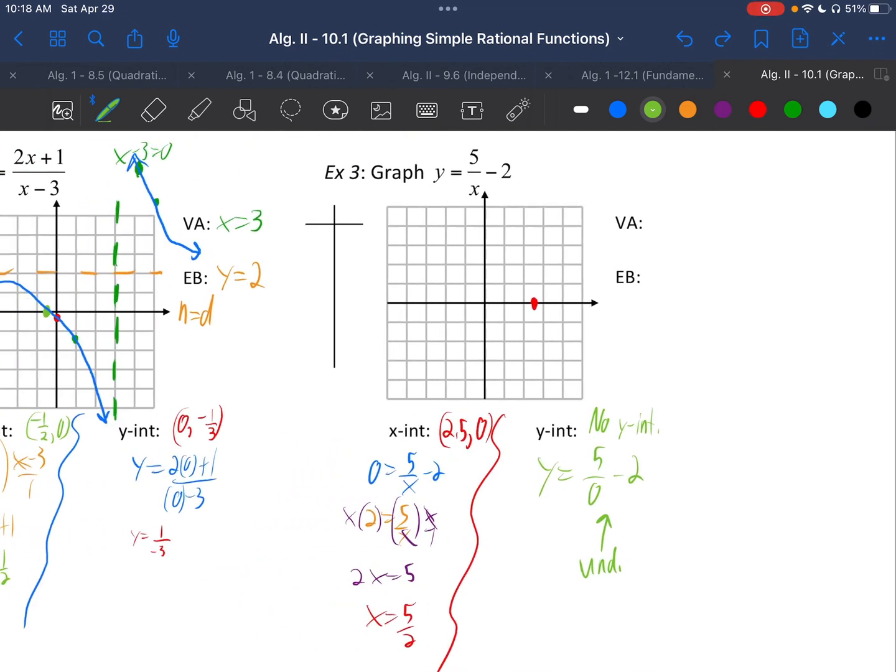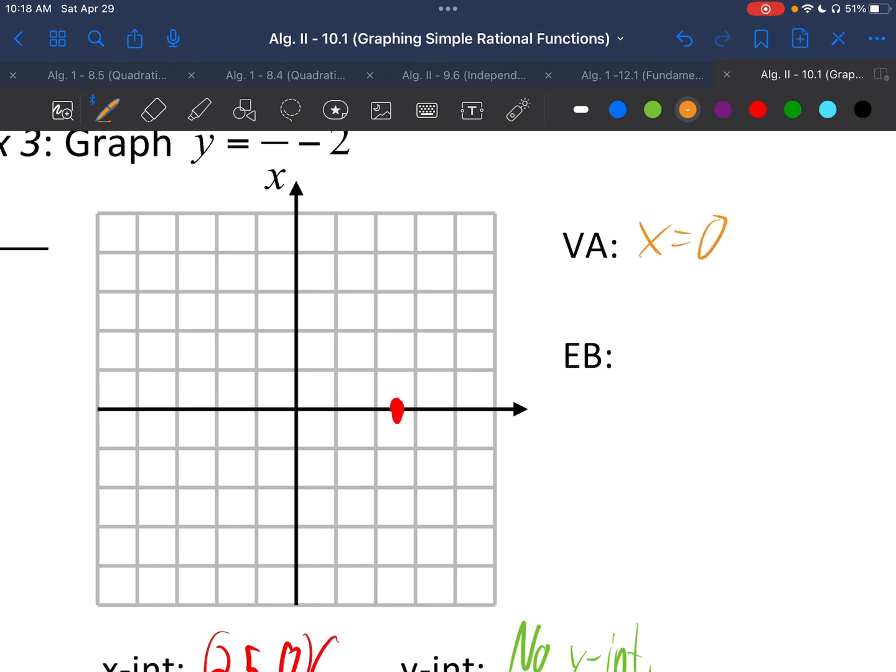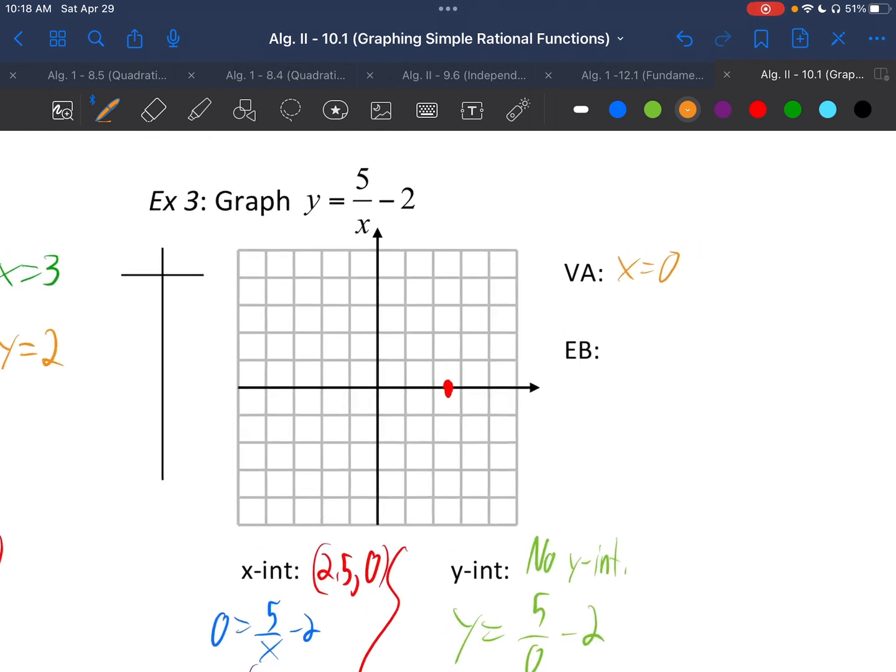In order to find the vertical asymptotes, we set the denominator equal to 0. The denominator is just x, so x equals 0. And I'm going to go ahead and plot this vertical asymptote here at x equals 0, aka the y-axis.